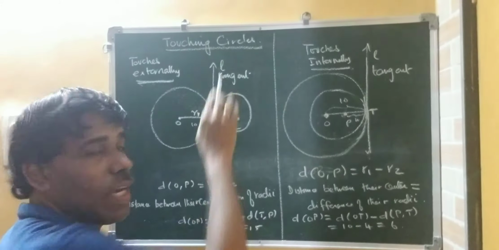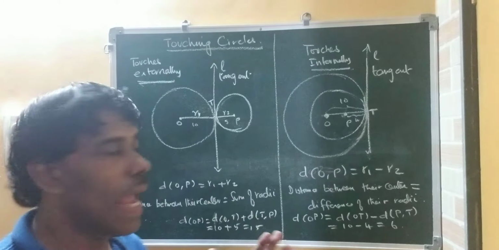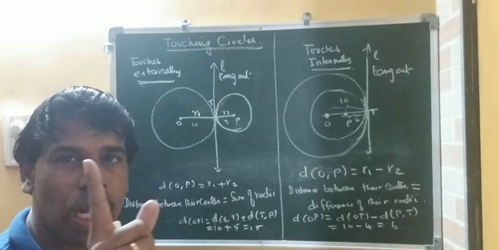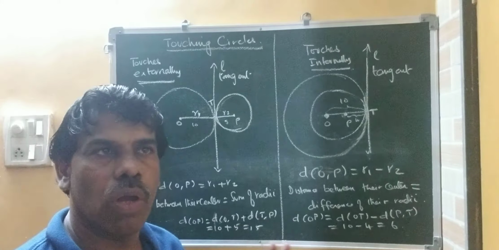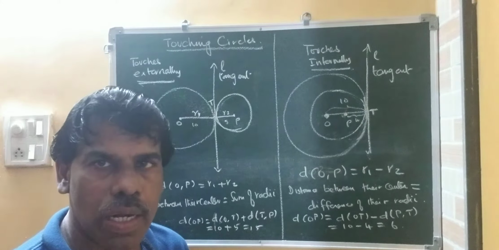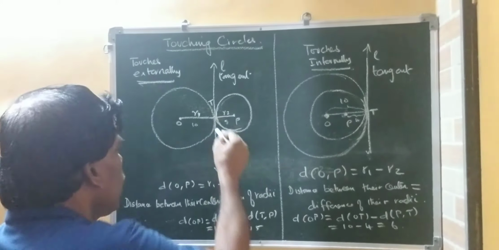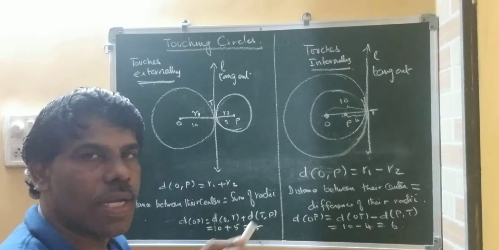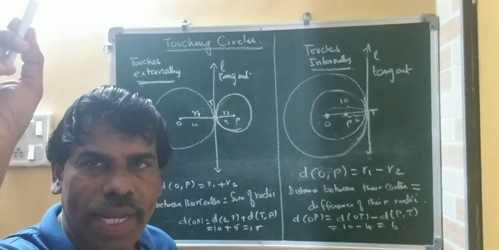Students, I will explain touching circles. Suppose you have two circles and they touch each other at only one point. See very carefully here. We call two circles touching circles if they touch each other at only one point. Any line touching a circle at only one point is called a tangent.